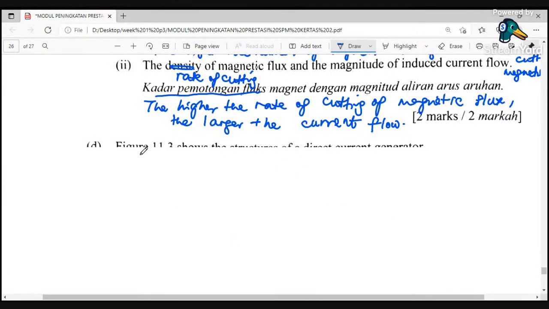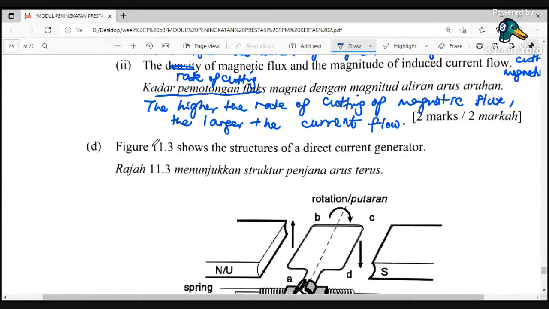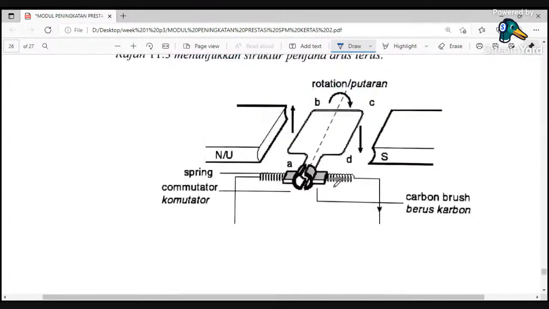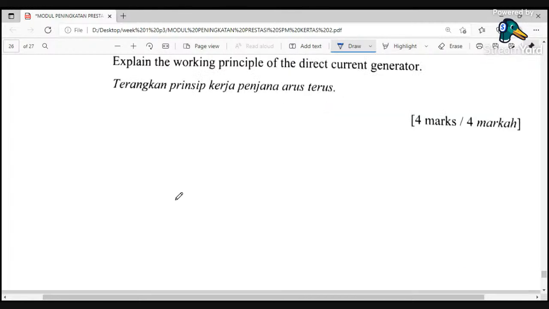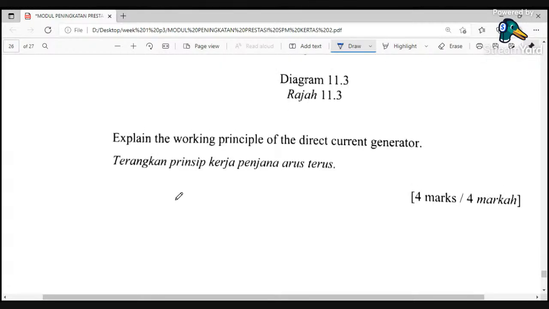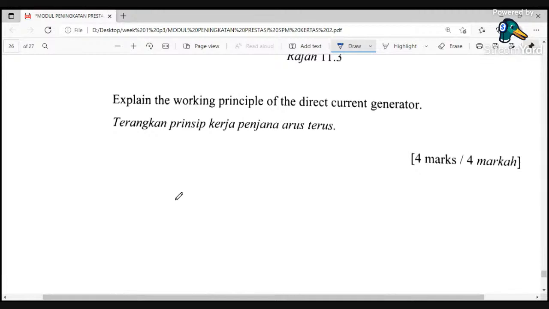Okay, figure 11.3 shows structure of DC generator. Ini generator, you can see there's no power supply. Okay, DC generator, because here is commutator. Okay, soalan. Explain working principle of DC generator.